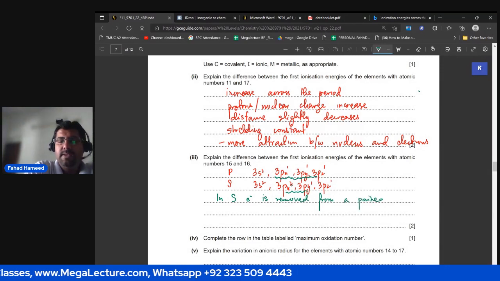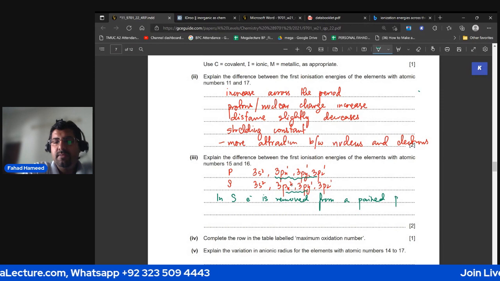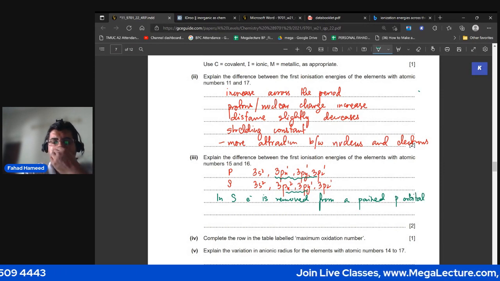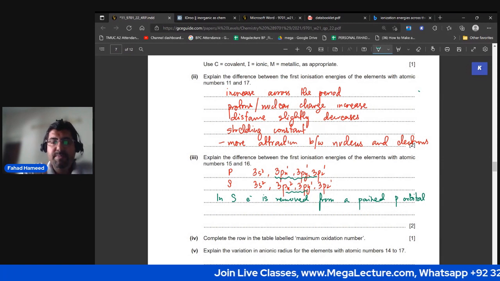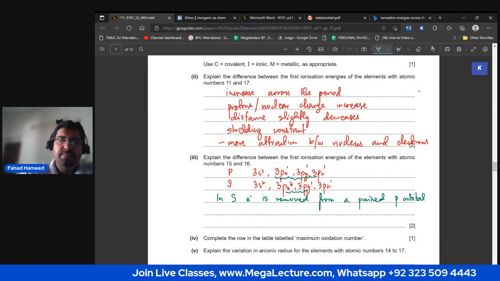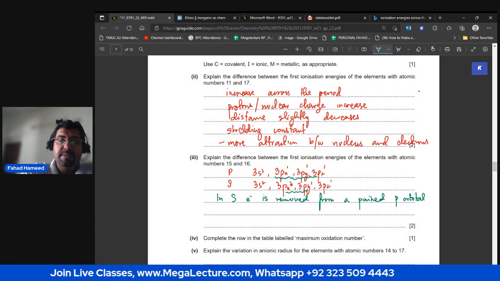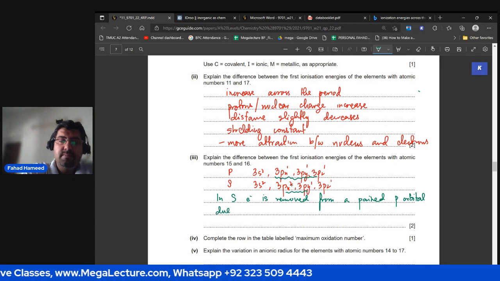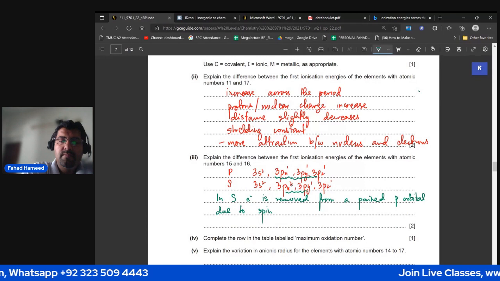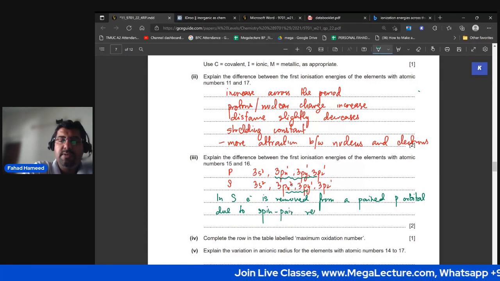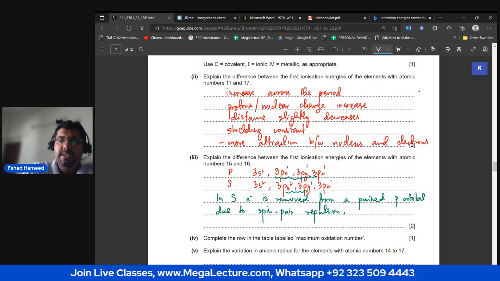So it's removed from a paired p orbital, and since it's removed from a paired p orbital, due to spin pair repulsion, the two electrons repelling each other, it becomes easier to remove electrons.